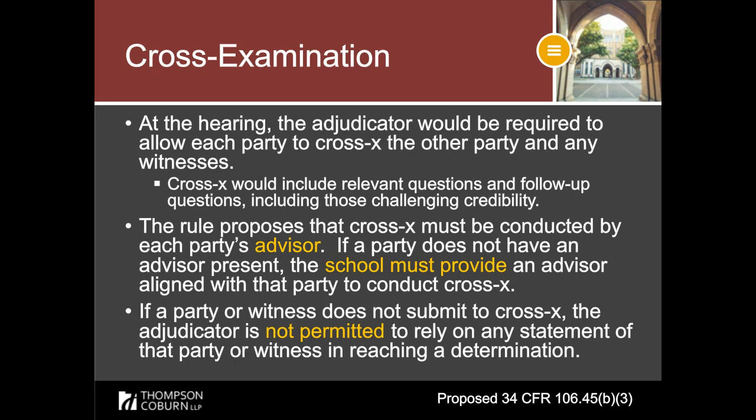If a party or witness does not submit to cross-ex, the adjudicator is not permitted to rely on any statement of that party or witness in reaching a determination. So to be clear, if you've got a complainant that will not submit to cross-ex, then that means the adjudicator can't rely on any statement that that complainant made when reaching a determination. So what the department is really requiring here is that everyone has to be available for cross-examination.